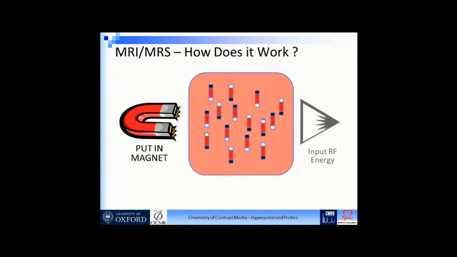And what we do is we want to take the system away from that nice equilibrium and move it into a different state. So we input RF energy, which causes some of those spins to flip upside down. And then as they relax back to their normal state, they put out energy again, and we can detect that energy and turn it into an image. Now, the problem is that the number of spins that are orientated in those two different directions is pretty much exactly the same, and therefore the sensitivity or the signal levels that we can measure are very, very low. And that's the problem that we've got to try and battle.